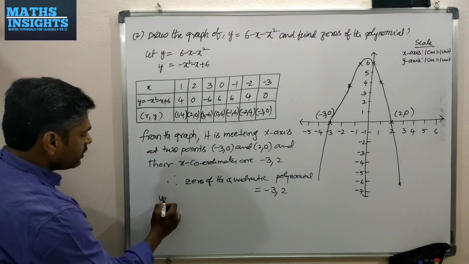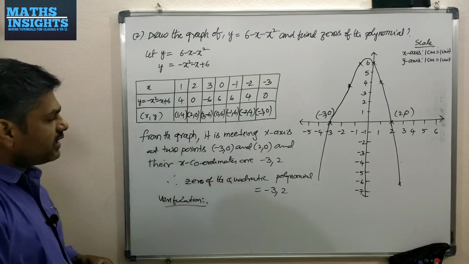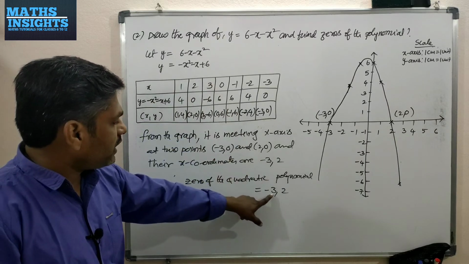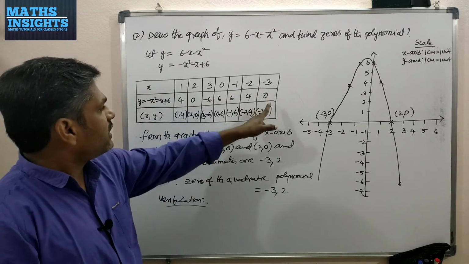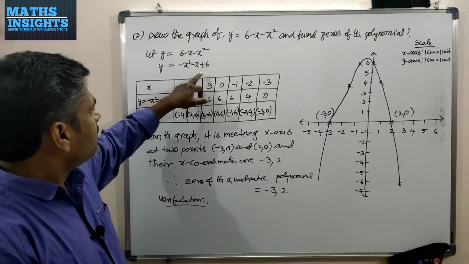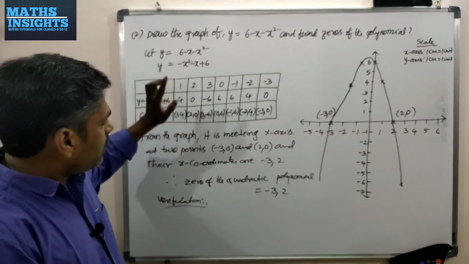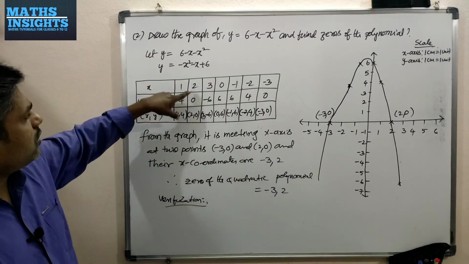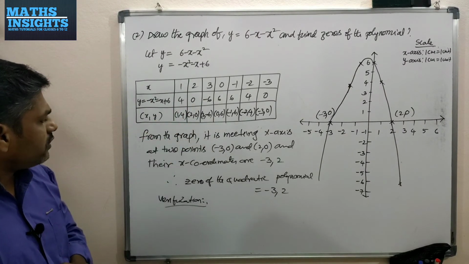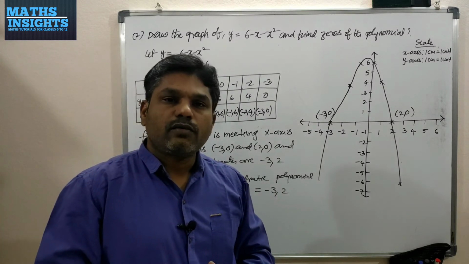See, verification. We may do verification. Actually, verification is required if you could not find these on this table. See, for x is equal to minus 3, you are getting y 0. That means when you substitute x is equal to minus 3, the total value is becoming 0. And at 2 also you are getting y value 0. Therefore, in this way, you may calculate the zeros of the quadratic polynomial.